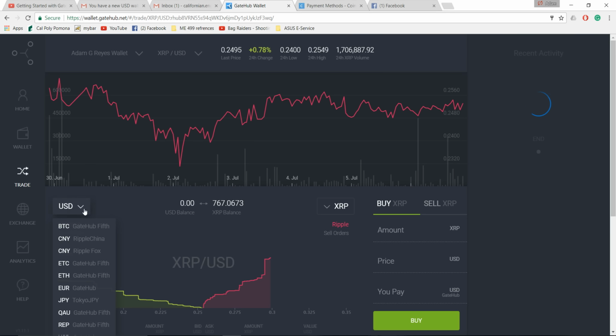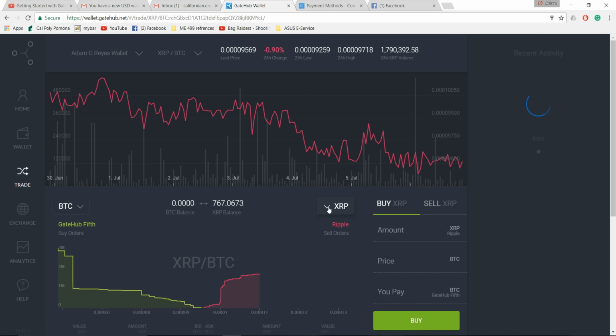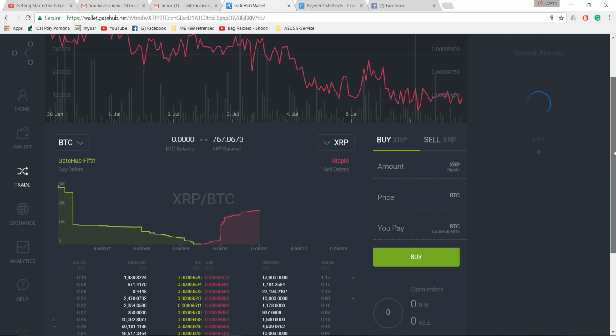The way this works, what I usually do is I would have Bitcoin get sent to my account. Once I have Bitcoin in here, you can trade Bitcoin for Ripple, and it'll tell you how much it was traded for. So same thing, but instead of dollars, it's Bitcoin. 0.00009569 Bitcoin is equal to 1 Ripple right now at the moment.